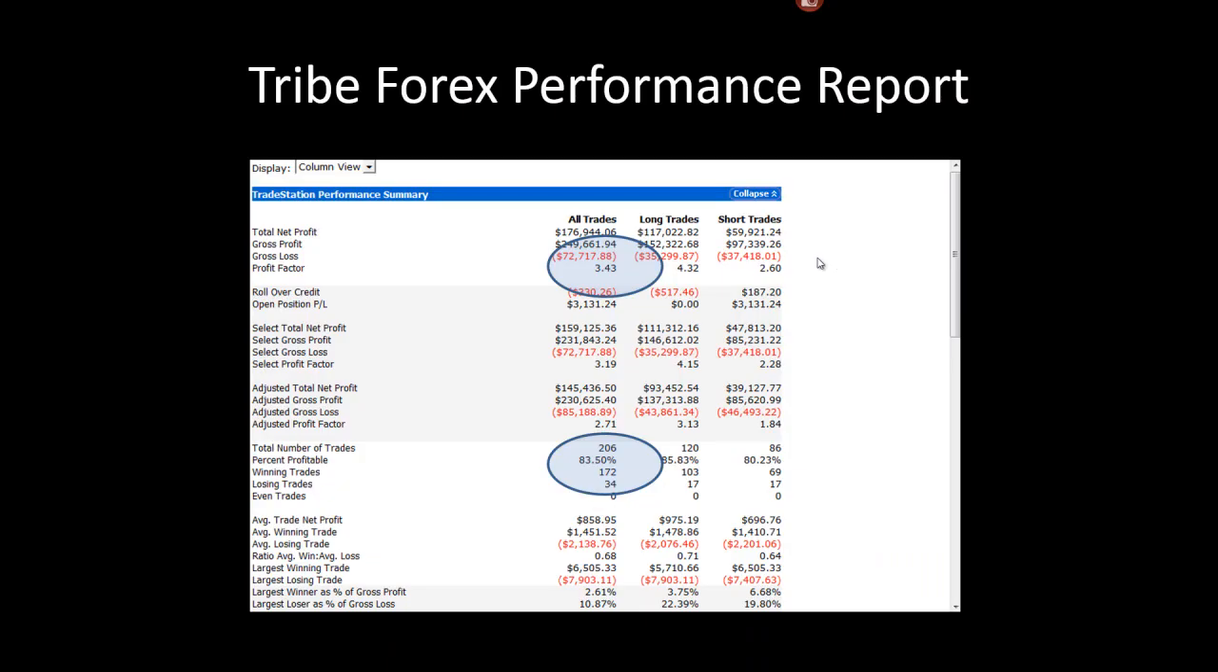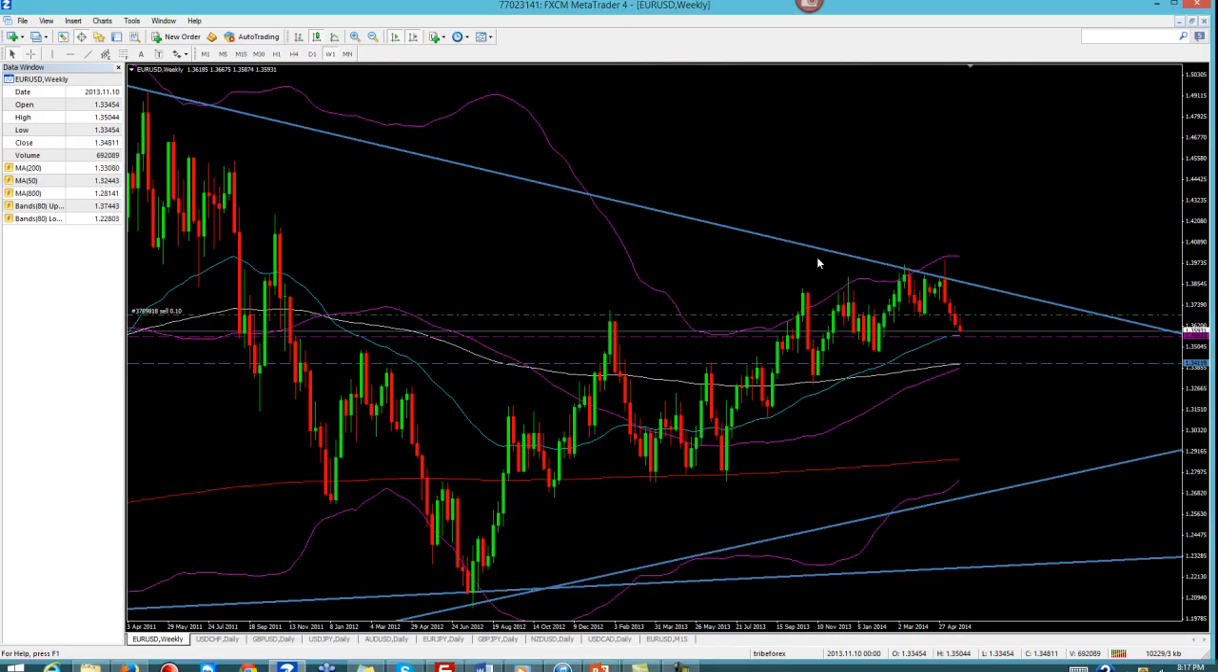Okay, so having said that, let's go ahead and take a look at the charts. So let's start with the euro dollar. So the euro dollar, I don't want to say I told you so, but I told you so. I told you that the euro was going to drop.